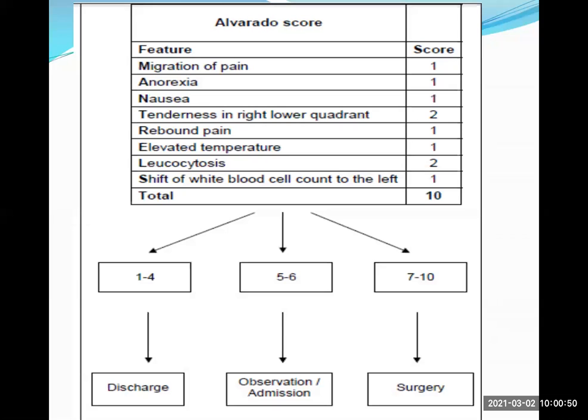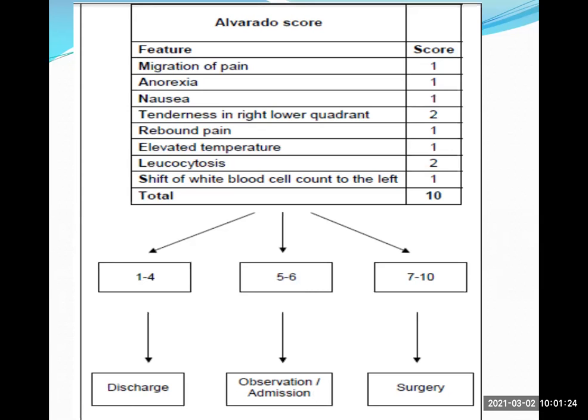Now see this, it makes things very easy here. It helps us in the management of the patient. How is it helping in the management? Let's calculate this score, and if the total score comes 1 to 4, we discharge the patient. Probably this is not a case of appendicitis, something else, maybe a vague type of abdominal pain, and the patient may not be admitted. For 5 to 6, we admit the patient in the hospital and observe.